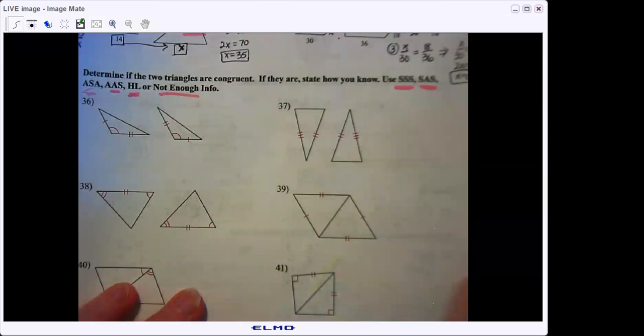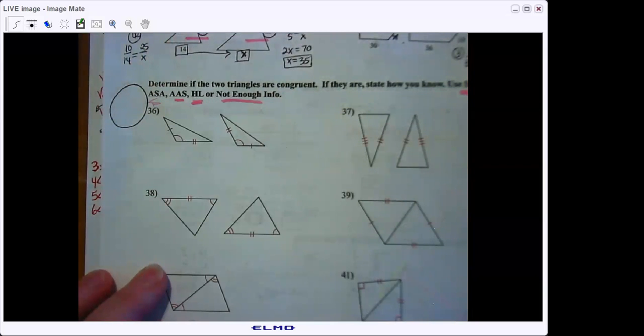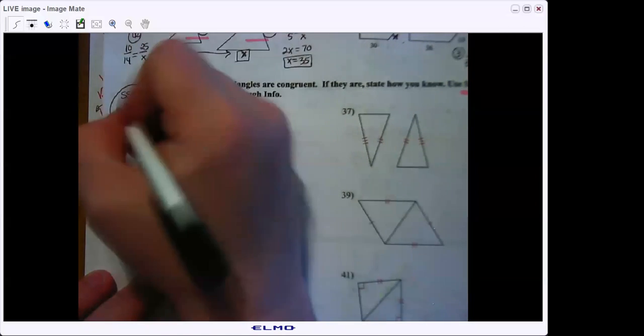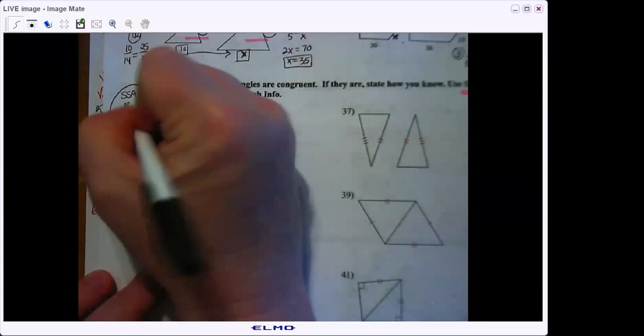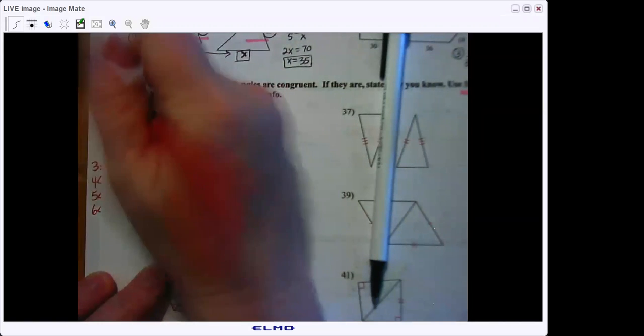Does anybody remember the 2 that we could not use? The 2 that we could not use. SSA and AAA. Good. SSA or ASS or AAA. Good. And that was actually one of your quiz questions from that section. So this is a no. This is like that stop sign. It's like, no, you can't use those.